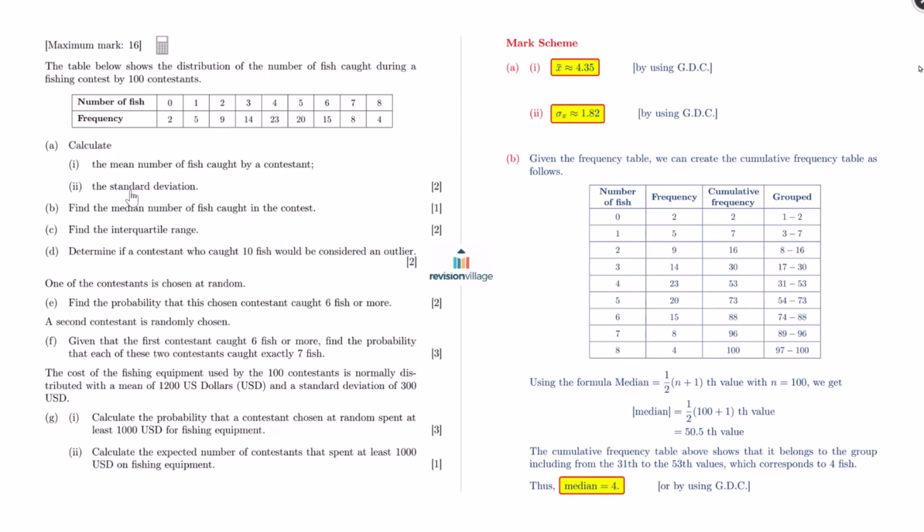And the standard deviation is a measure of the spread of data. Is it really spread out or is it clustered around the middle? The lower the number, the more it's clustered near the mean. And I would say that it's pretty clustered. You can see here 14 people caught 3, 23 people caught 4, 20 caught 5, etc. Whereas it sort of tails away at the extremes. Only 2 people caught 0 and only 4 caught 8. So I would expect a fairly small standard deviation and a mean around the 4 or 5 mark. But let's go ahead and use our calculator to find these 2 items.